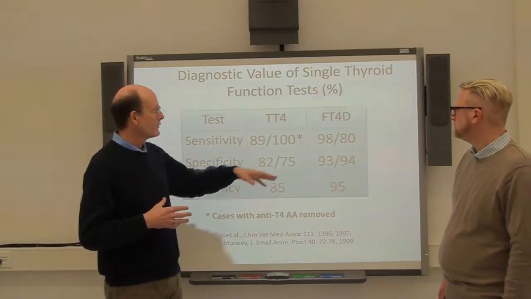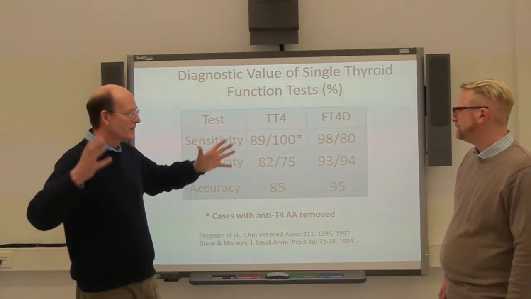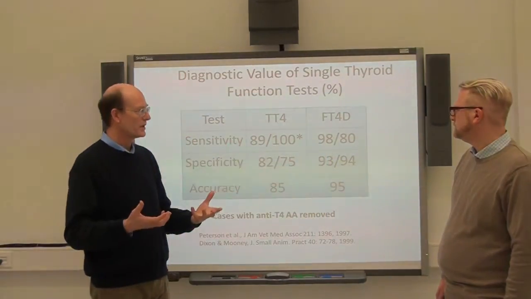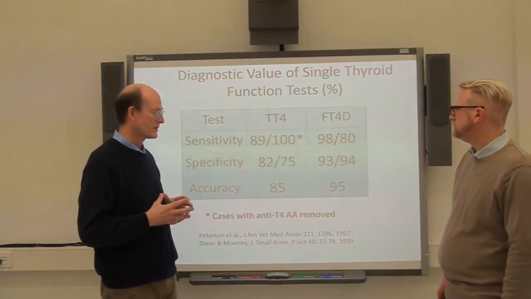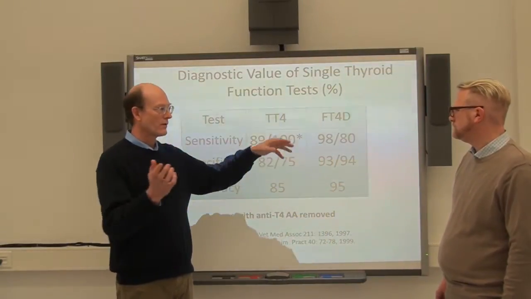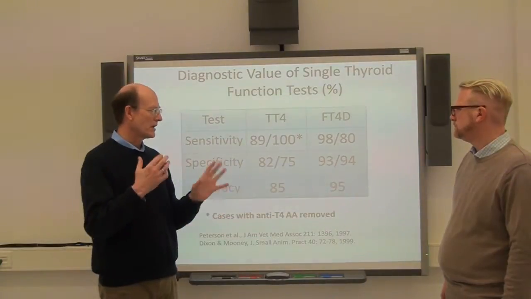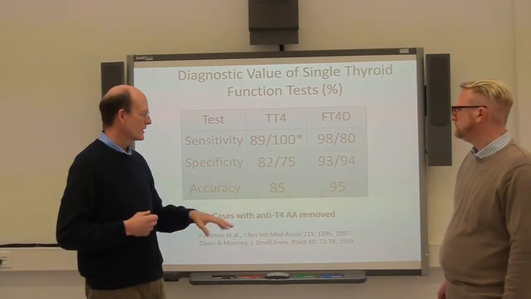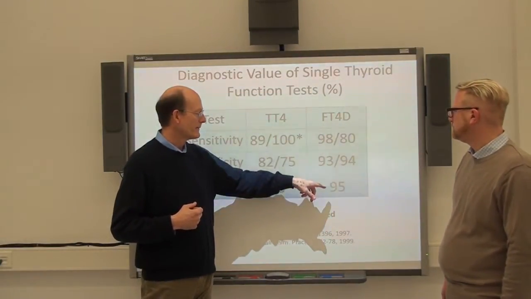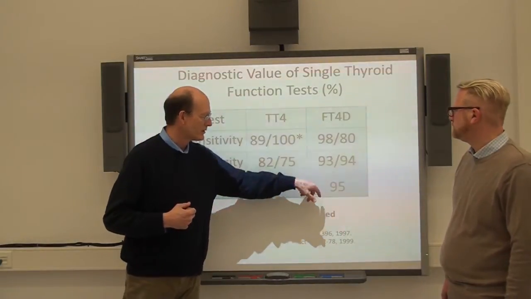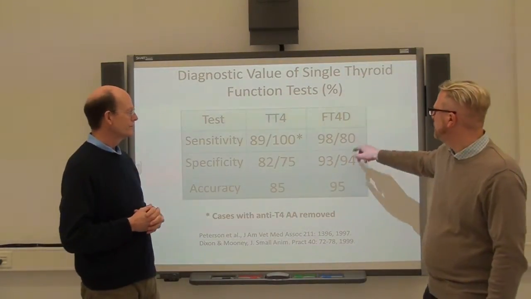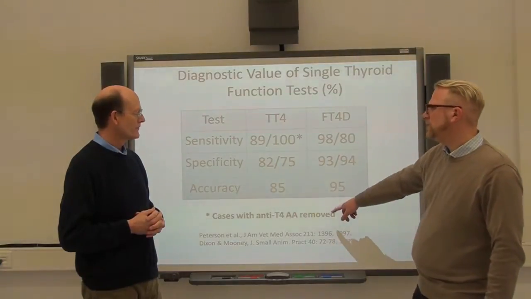Now, if we add free T4, which is measured by the clinician, at least this study showed significant improvement as a single test for the screening process, but also for specificity. So if free T4 is high or low, usually you'll say it's not a normal animal. That's what we're saying with specificity. Also accuracy, the reproducibility, putting the animal in the right category, is pretty good in all three categories.